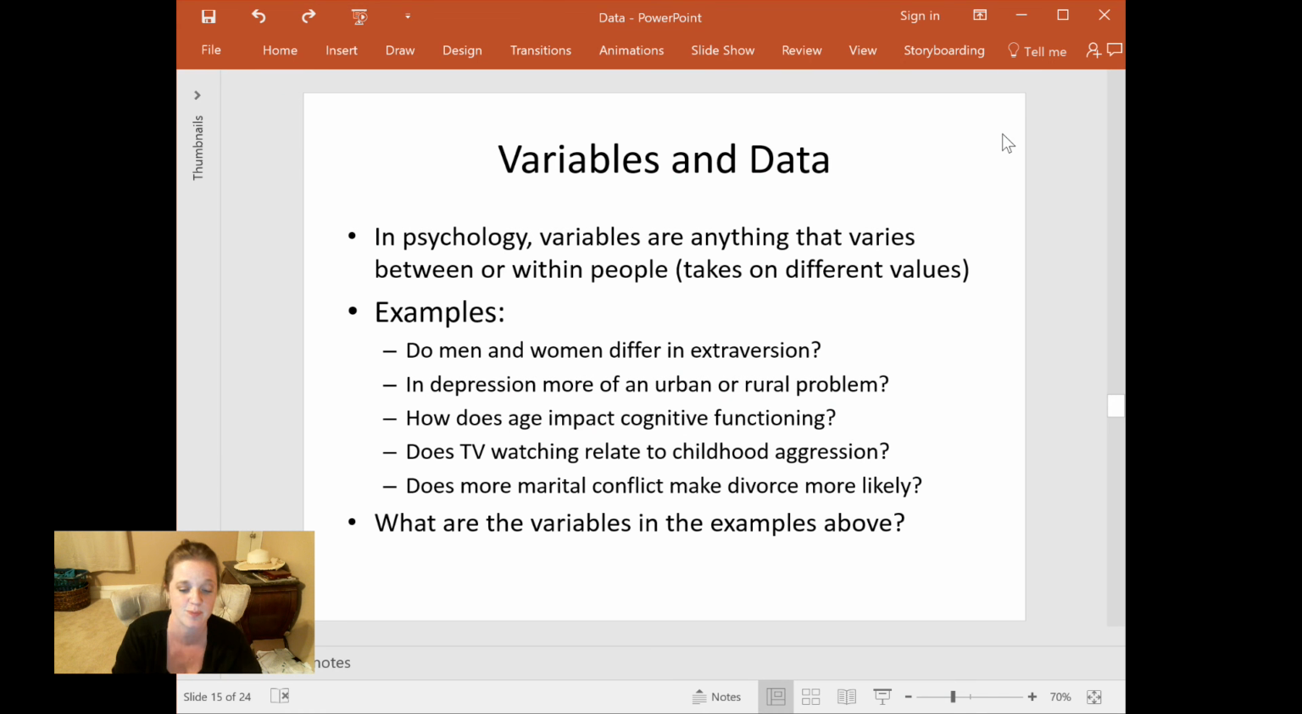Quantitative variable. Or how about, does marital conflict make divorce more likely? Well, marital conflict, again, is probably going to be quantitative. More marital conflict versus less marital conflict, right? 1 fight, 2 fights, 3 fights, 4 fights, 5 fights, where higher numbers mean more of it. But divorce is a qualitative variable, a categorical variable, where I'm going to say, are you divorced or not? And I'm going to keep track of how many people are divorced. 50 people are divorced, 100 people are not divorced.